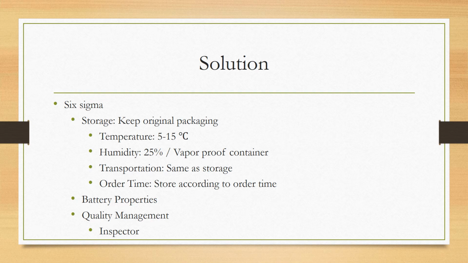The second is to store batteries according to different order times, so we always use the batteries with the earliest order time. The third is to store the batteries at a suitable temperature between 5 and 15 degrees Celsius and 25% relative humidity, or store them in a vapor-proof container to extend battery life. The fourth is, in order to prevent electrical conduction, instead of storing them with other metal, we decided to store them on a plastic shelf.